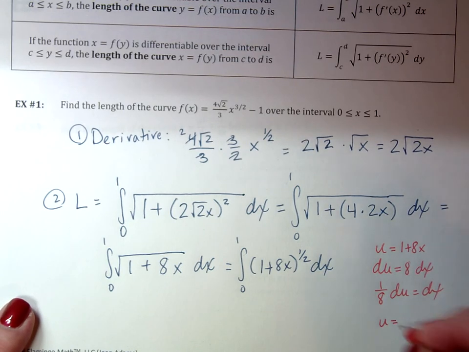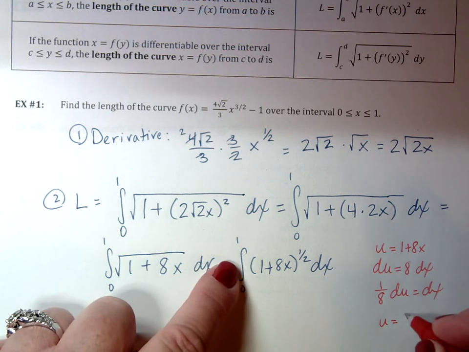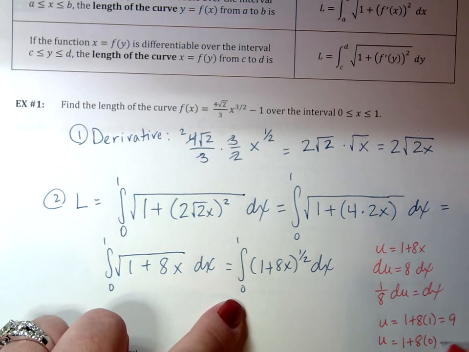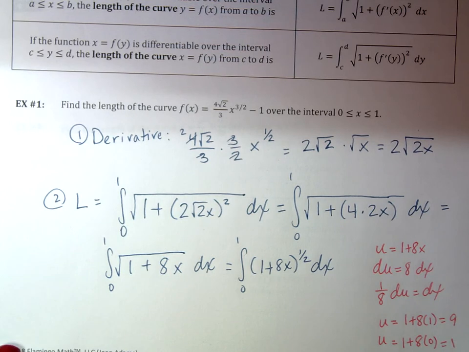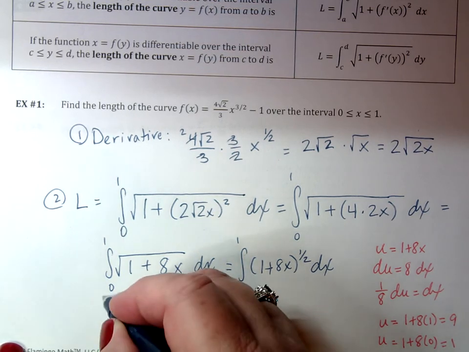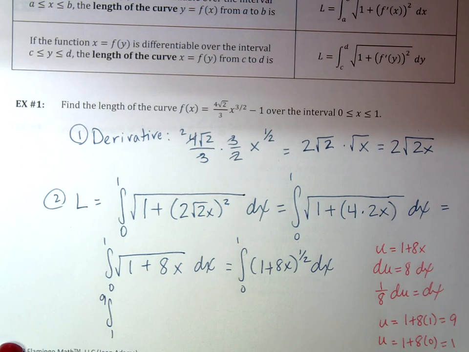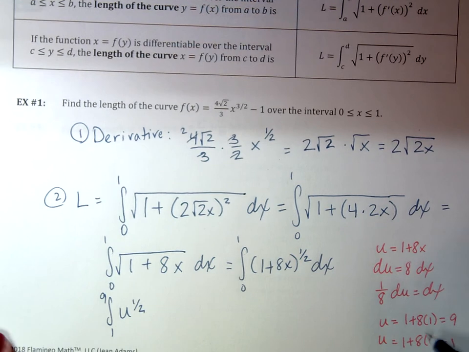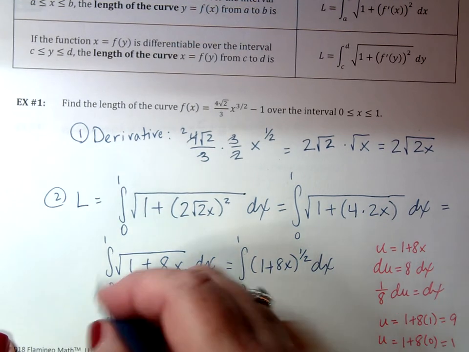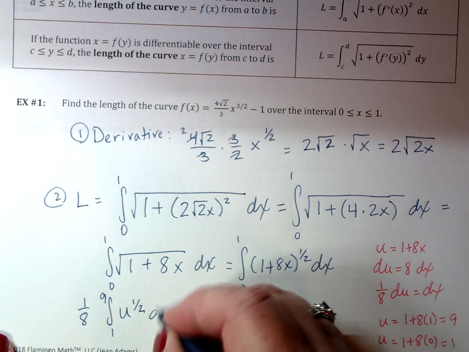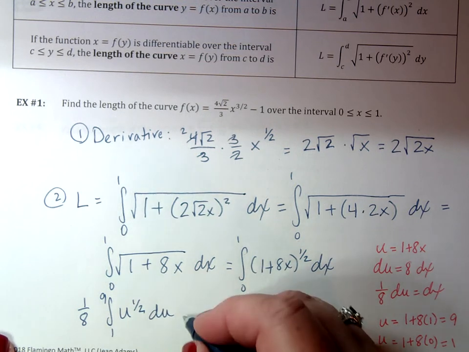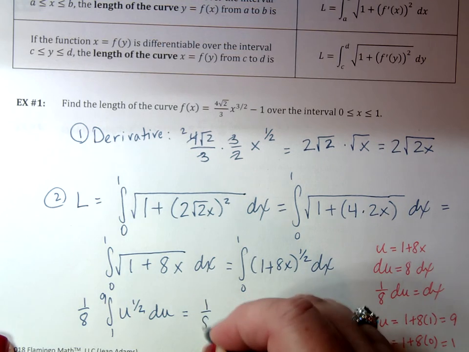U equals, my upper bound is 1. 1 plus 8 times 1 gives me a 9. Lower bound is 0. 1 plus 8 times 0 gives me a 1. All right, here it is. Now it's the integral from 1 to 9 of u to the 1/2. My du has to be 1/8, so I'll put that on the front. And this is my du. There's my u-sub. All right, now I am ready to take the actual integral.